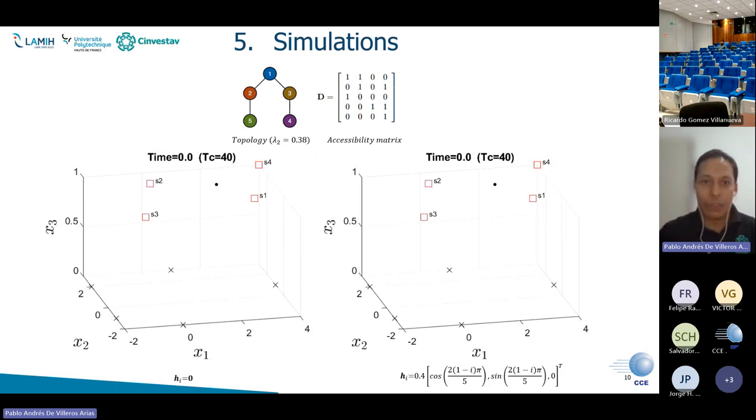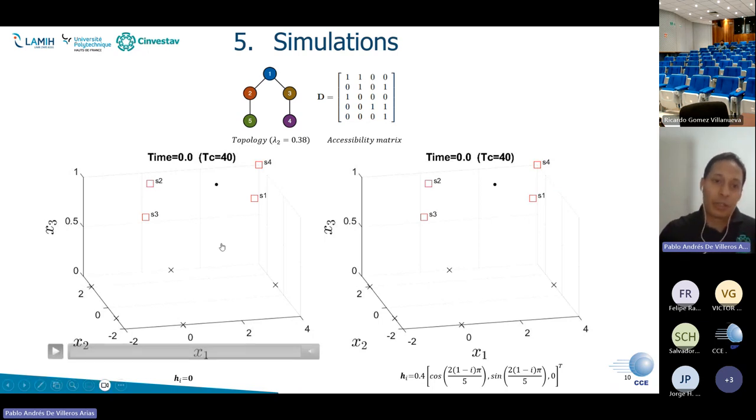Okay, here go the simulations. We have, for this example, 5 agents with first order dynamics, I insist. According to this topology, the lambda 2 parameter is 0.38. And we have this accessibility matrix, which says which sensors are connected to the agents. For example, the first row says that agent 1 is connected to sensor 1 and sensor 2. The last row says that agent 5 is connected to sensor 4, etc.